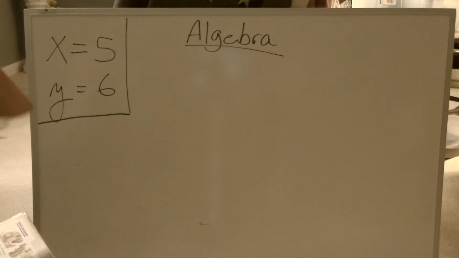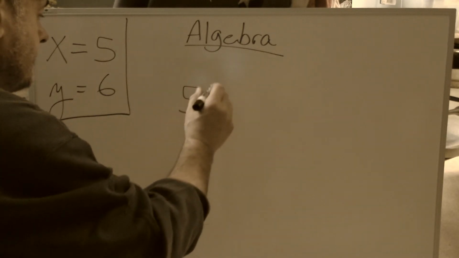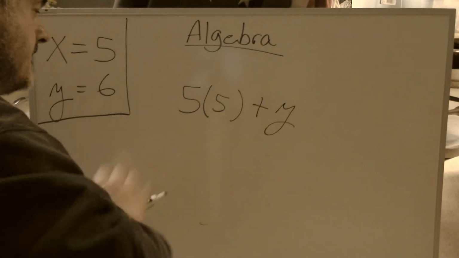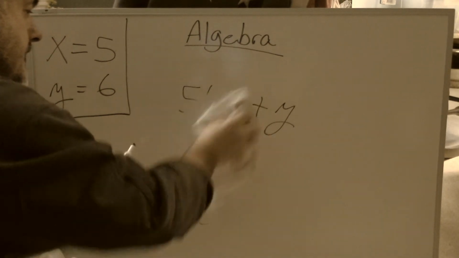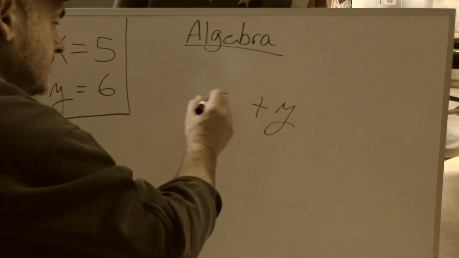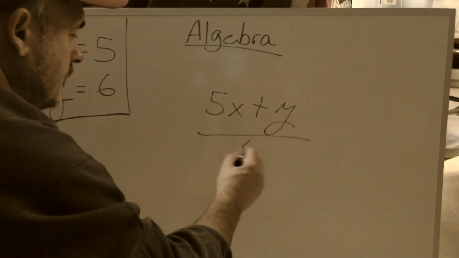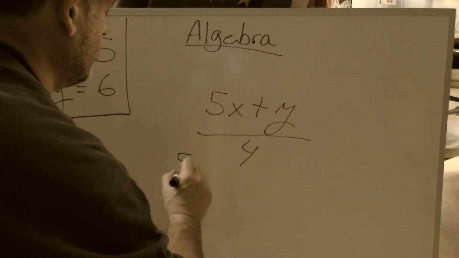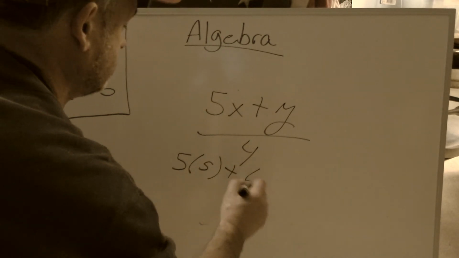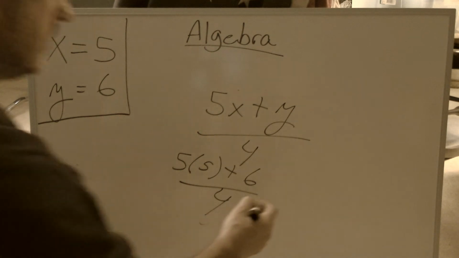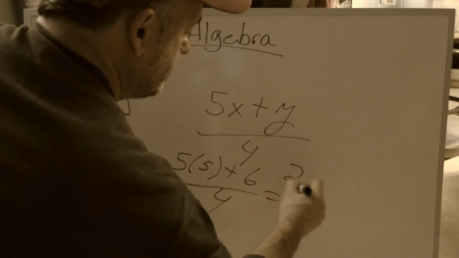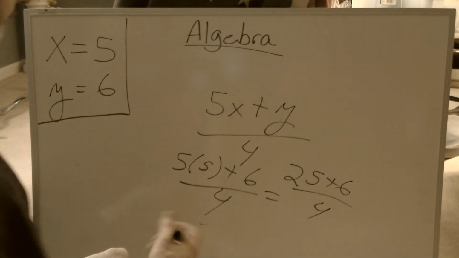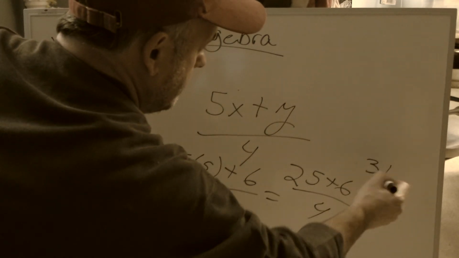Let's see if we can find this one. 5 times 5 plus y. Oh, what am I doing? I meant to say 5x, that's right, plus y, divided by 4. Okay, sorry about that. So we can go now. 5 times 5 plus 6 divided by 4. Well, 5 times 5 is 25, plus 6 divided by 4. 25 and 6 is 31. Well, yeah, 31 divided by 4.